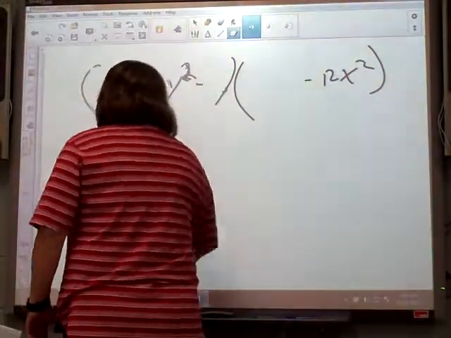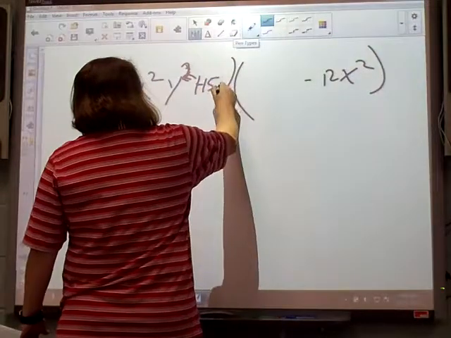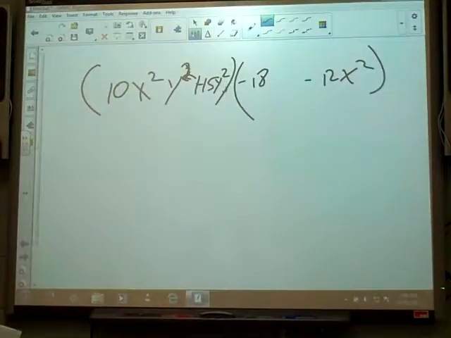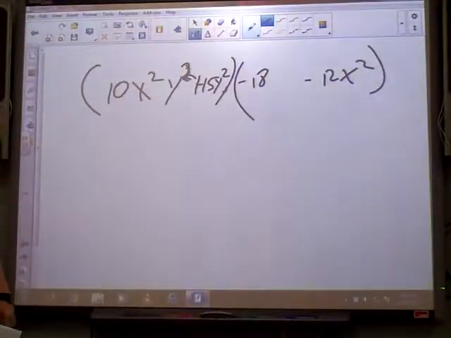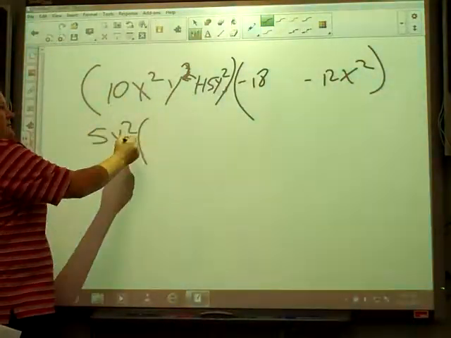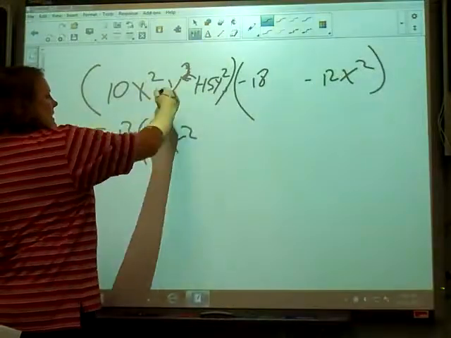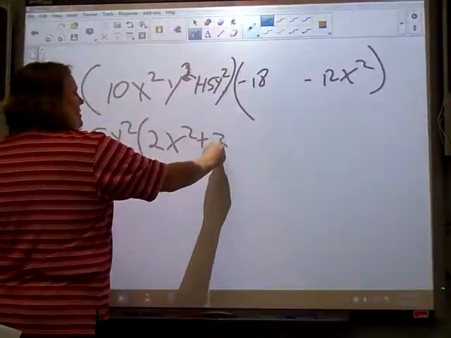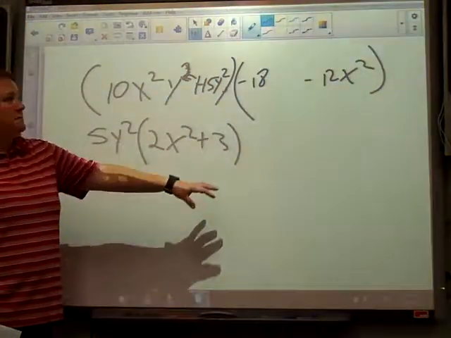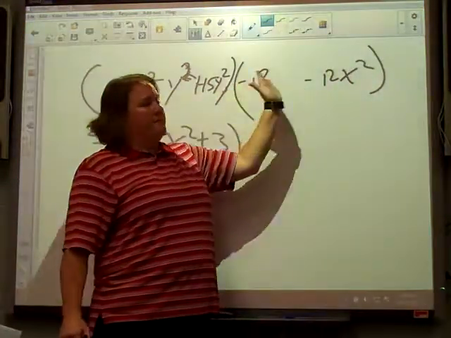So we got a plus 15y squared right here and a minus 18 right there. Okay, now in this group, what's the GCF? 5y squared. That leaves me with 2x squared plus 3. Zane's feeling confident. What's the GCF of this?